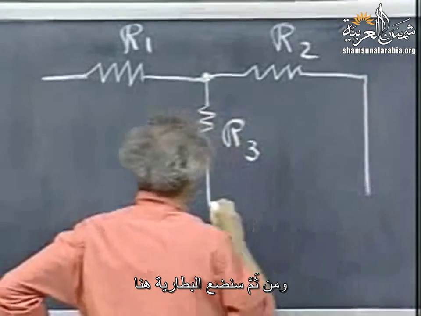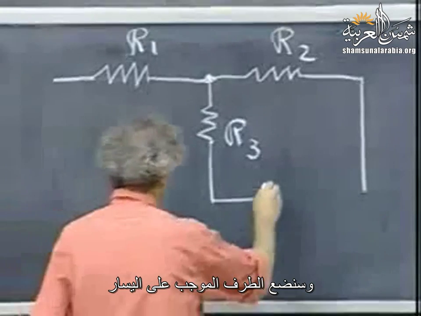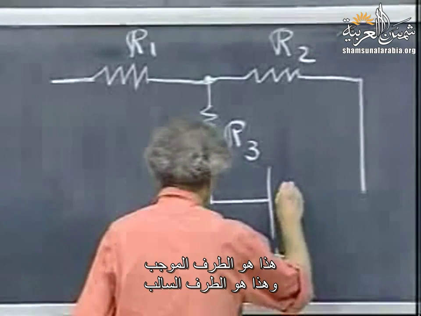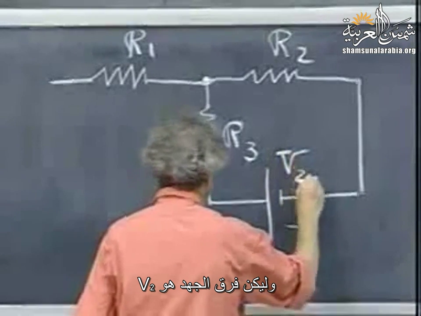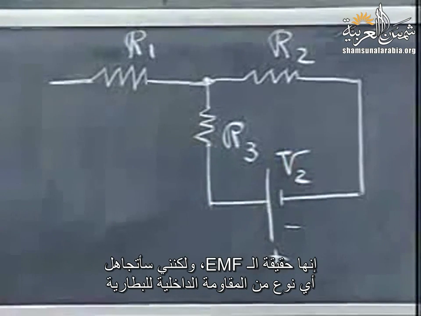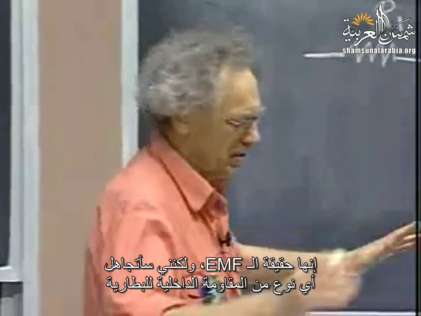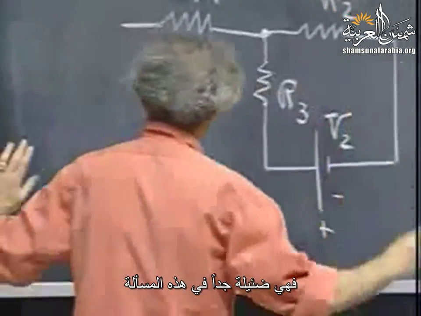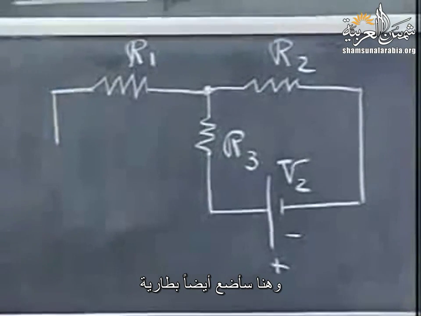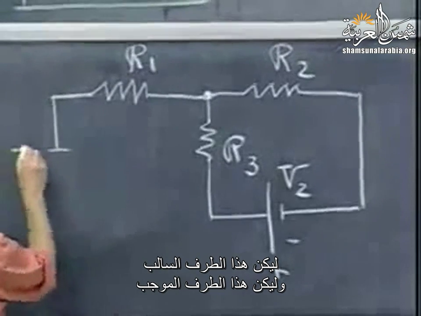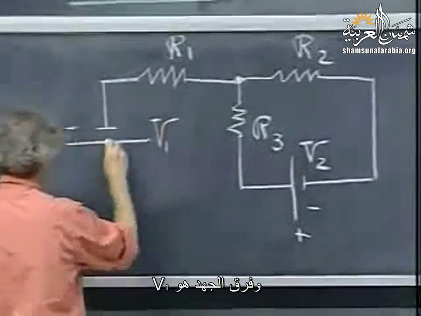And then we put a battery in here. And we put the plus side, say, on the left. This is the plus side, the minus side. And let the potential difference of this one be V2. It's really the EMF, but I will ignore any kind of internal resistance of the batteries. It's completely negligible in this problem. And here I put also a battery, let this be the negative side, and this be the positive side, and let the potential difference be V1.